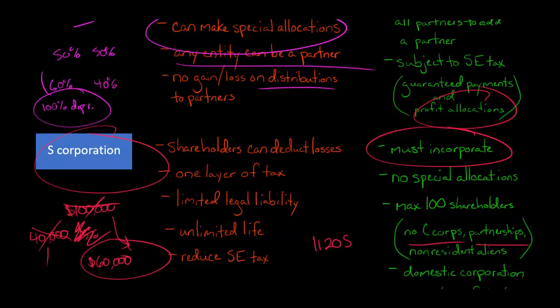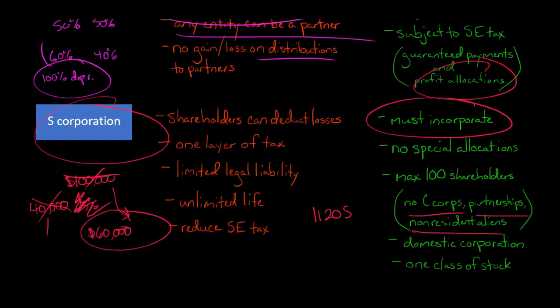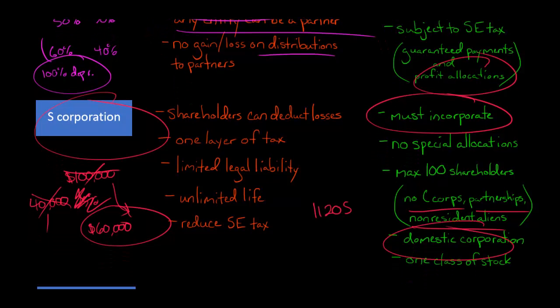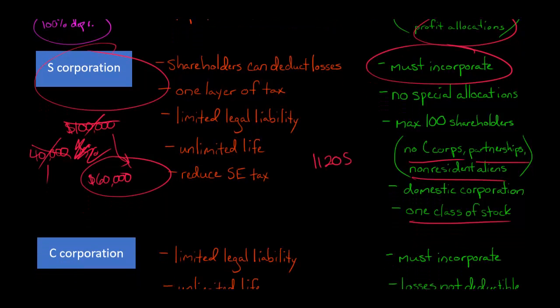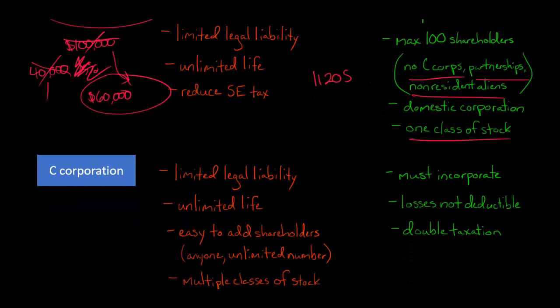A partnership cannot be a shareholder. A non-resident alien cannot be a shareholder of an S corporation. And it has to be a domestic corporation, so that means it has to be incorporated in the United States, and it can only have one class of stock. So you can't say, oh, well, we have common stock, we have preferred stock, and so forth, because there's a lot of restrictions on S corporations.